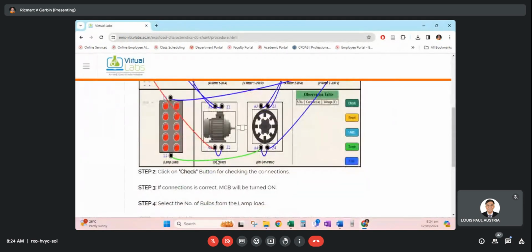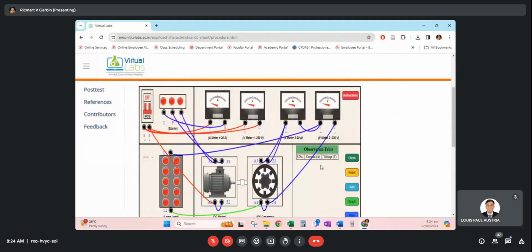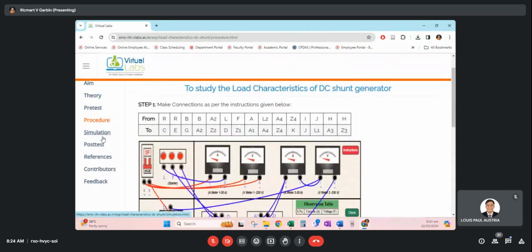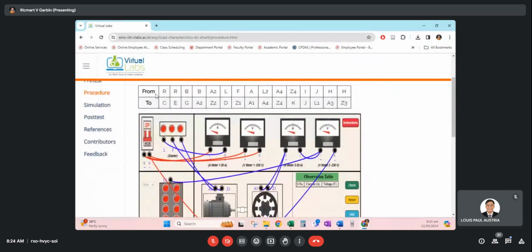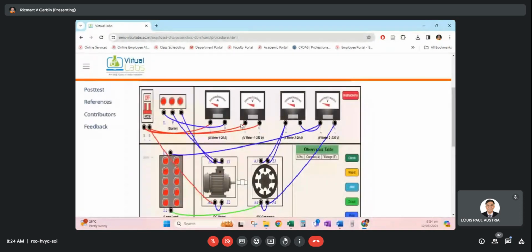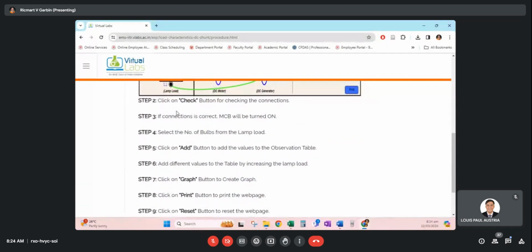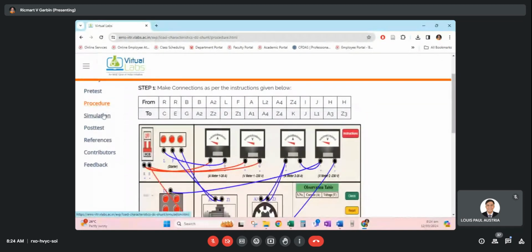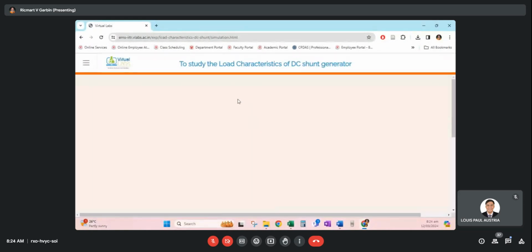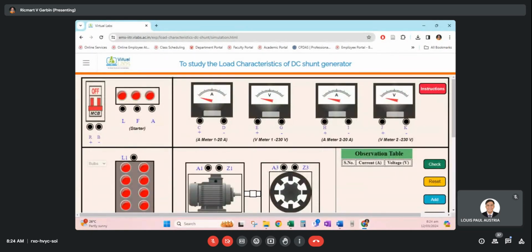So we have here a DC motor, a generator, a lamp. Tapos meron tayong ammeter, voltmeter, ammeter, and voltmeter. So yung isa is for the motor, yung isa for generator. DC naman yan. Makikita nyo to, nakalagay naman dyan kung saan papunta yung wire natin. So meron din ditong instructions, yung step-by-step procedure kung paano nyo siya gagawin. Then sa simulation, ito yon.